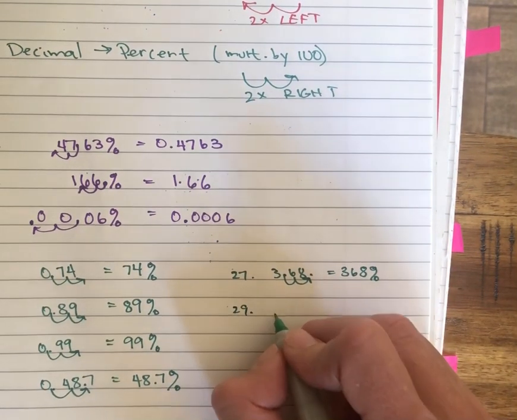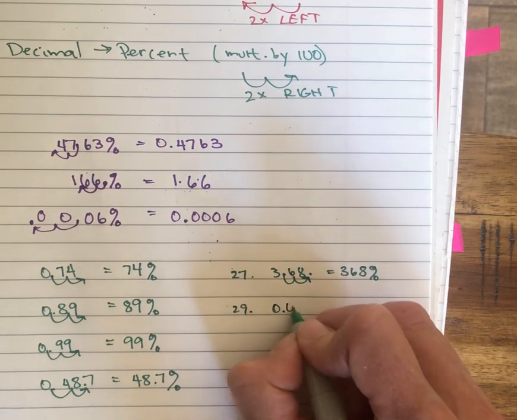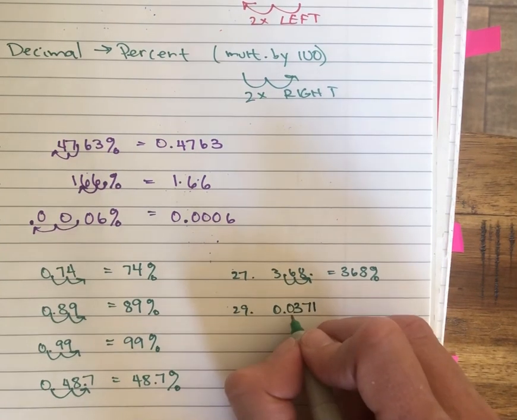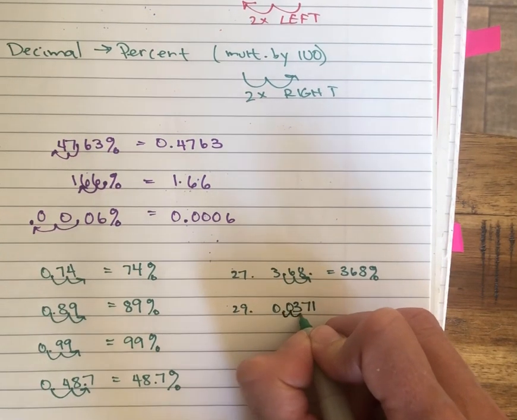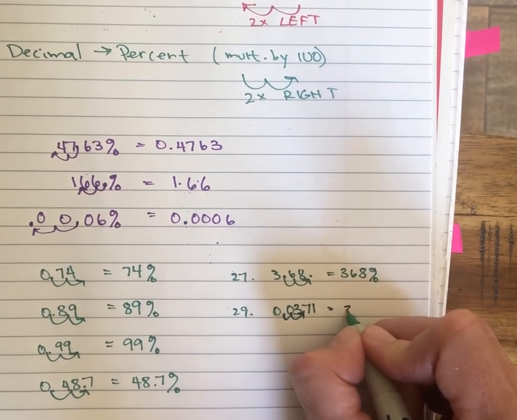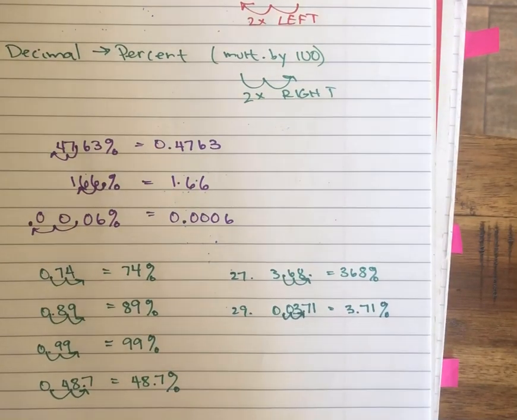29. 0.0371. To get to a percent, it's always multiplying by 100, twice to the right. And we get 3.71%.